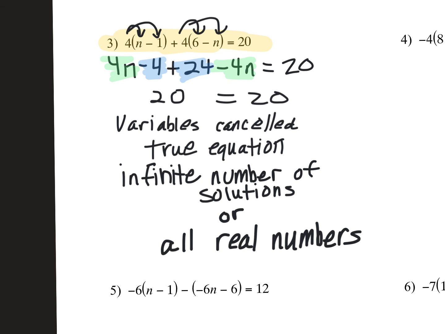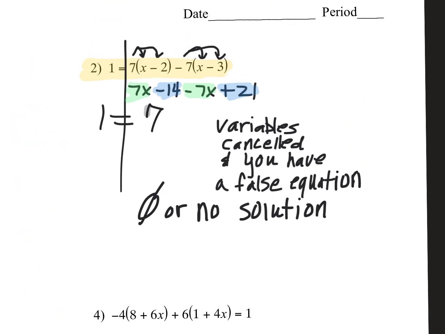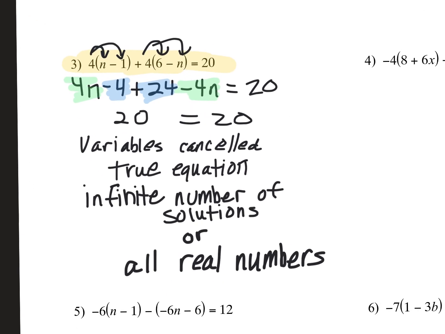Okay, so basically the same idea, just a different result. In example number 2, you got a false equation. That means no solution. In number 3, you ended up with a true equation. So that's the only thing new for you guys, level 3.